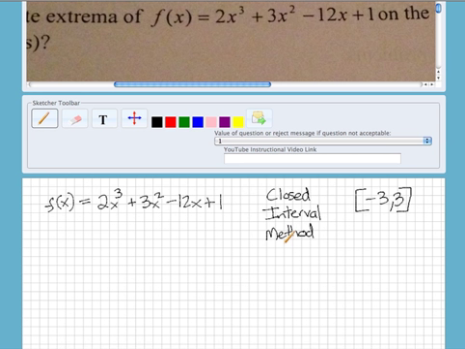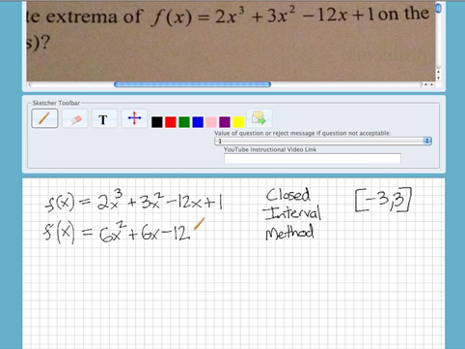For that type of problem, you always want to use what's called the closed interval method. To do the closed interval method, you want to find the derivative of f. So I've written out f of x. I'm going to find the derivative, and hopefully by now in the year you know how to find derivatives. But it'll be 6x squared plus 6x minus 12.